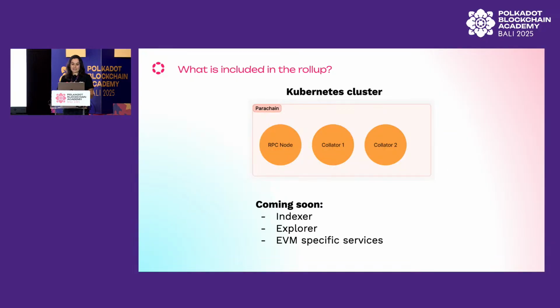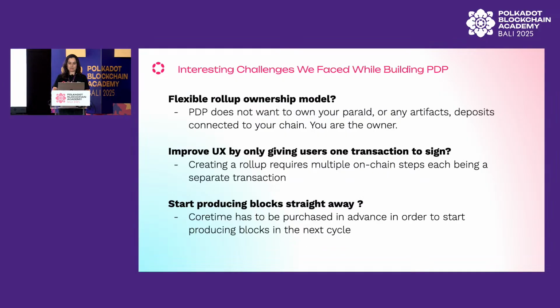So what happens after that? After that, we spin up infrastructure for you. You will get an RPC node and 2 collator nodes. And also we are working on, it's in progress, indexers, explorers, and other EVM-specific services. So basically, after you deploy, your chain works, and you can start interacting with it. Not immediately, after an onboarding process of a couple of hours.